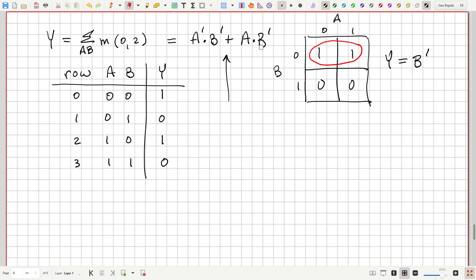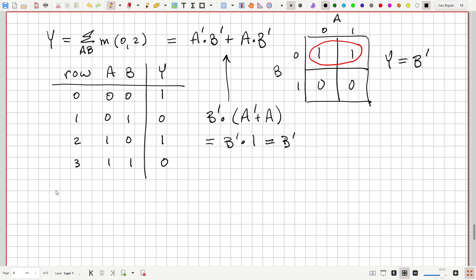Now, we could have got that algebraically from this expression. We've got a common factor of not B, so we could write this as not B and then not A or A. But that's just not B and 1. A or not A is always true. If A is 0, then not A is true. If A is 1, then A is true, or equal to 1. So A or not A, the identity, is equal to 1, and then not B and 1 is just not B, right? That's algebraically doing it, and here's doing it graphically with the K-map.